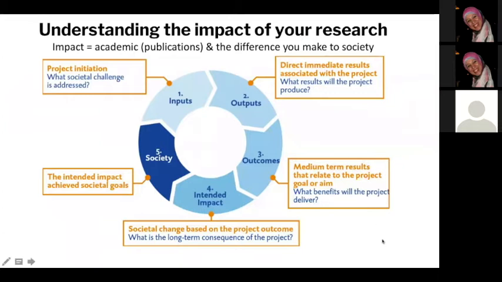Your impact, of course, is your academic publications, as well as the difference that you make to society, as we've talked about in other presentations in this series. You are looking at project initiation, direct immediate results, intended impact, societal change based on the project outcomes, as well as medium-term results that relate to the project goals or aims. All of this is about building a reputation within your field.